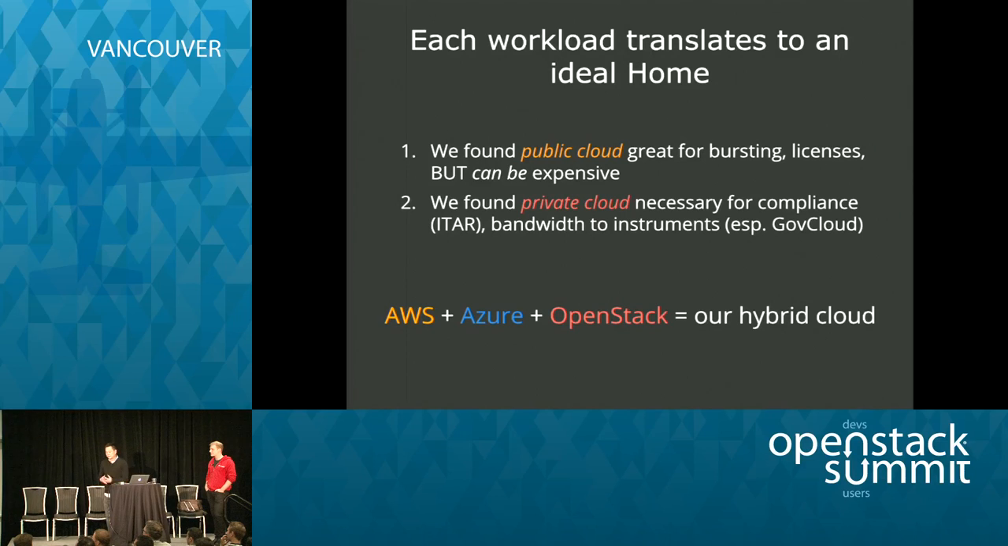So each workload really translates to an ideal home. As we talked about, the public cloud is fantastic, right? We want to rent for the spike. We can predict, at let's say 40 terabytes of downlink, how much forward processing we require to keep up with that 40 terabytes to take that level zero into a level one data product. But what we can't do is measure how many times we want to reprocess that data.